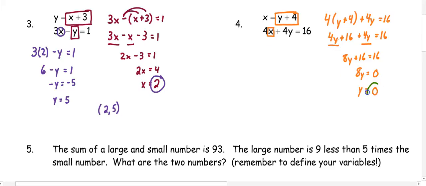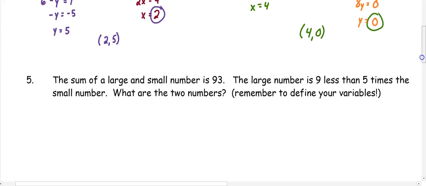And then we need to substitute to get x. So I'm going to substitute back into the first equation. x equals 0 plus 4, which means x is 4. So our ordered pair would be (4, 0). So let's do another problem, and this time we're going to solve a word problem.